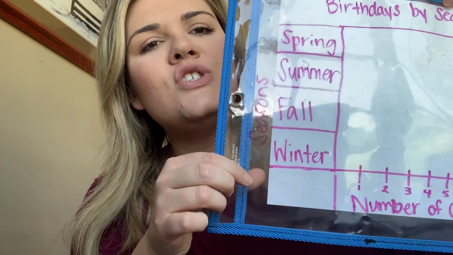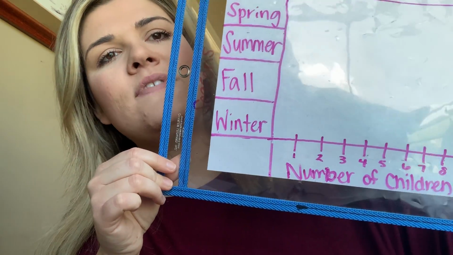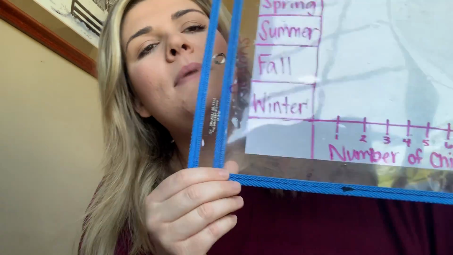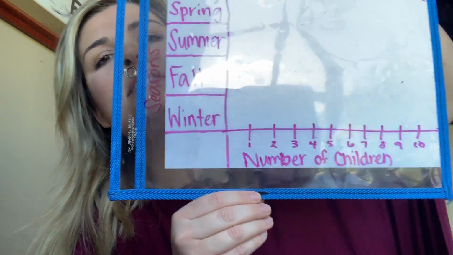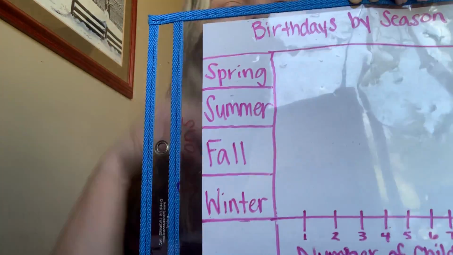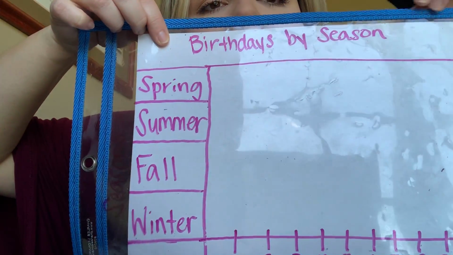You have a y-axis, which tells you what your graph is about. So this one is about, I don't know if you can see right here, I wrote the word seasons. It's kind of sideways. And then along the bottom, the x-axis, it's going to tell you the data. So this is the number of children for each season. So the title of my graph is birthdays by season.